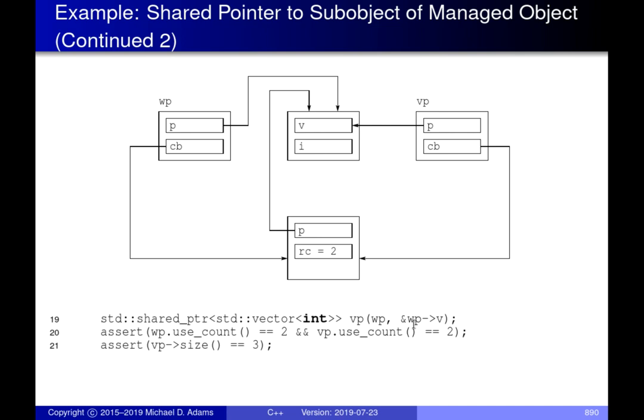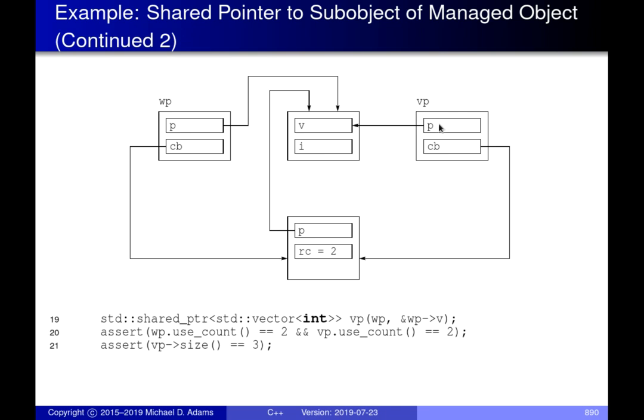And what this will do is create a shared pointer to std vector int, where it's assuming that the data associated with the thing that the pointer is pointing to is inside the object that wp refers to. So effectively what we end up with after this line executes is our shared pointer to a vector of int.